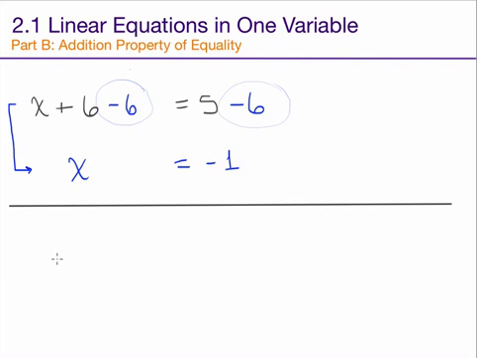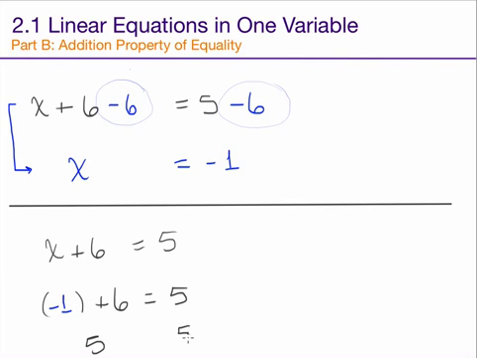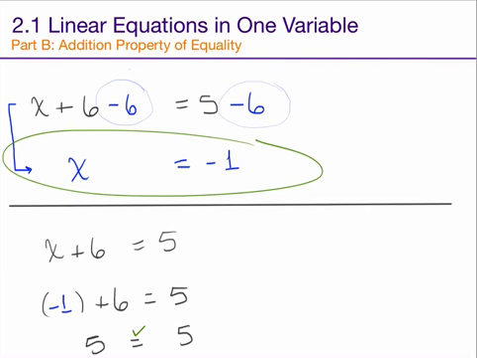Let's check our answer. We started with x plus 6 equals 5. If we rewrite the equation x plus 6 equals 5 with a blank space for the x, and then substitute the value we found for x, what happens? -1 plus 6 is 5, and 5 equals 5. So the solution that we found is the correct one. The answer is x equals -1.